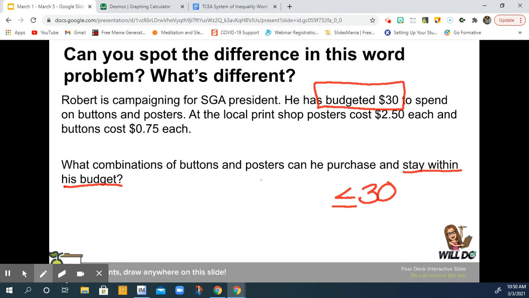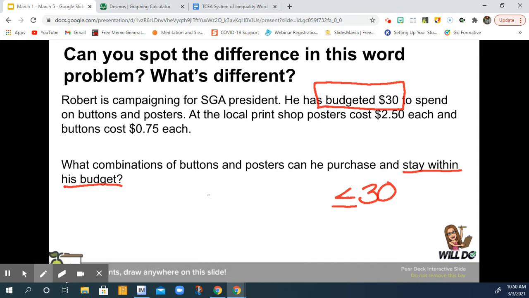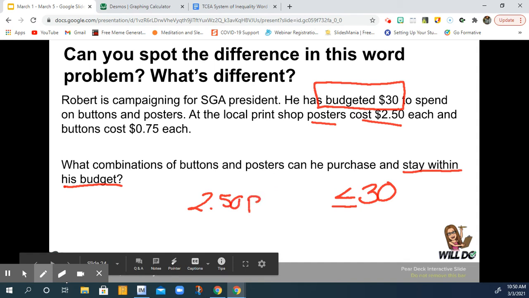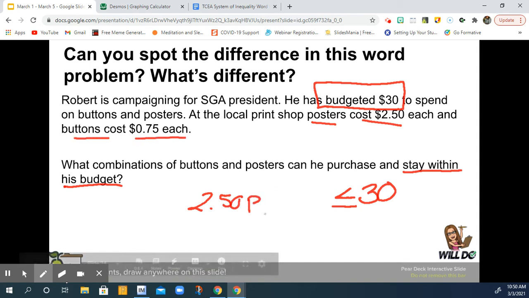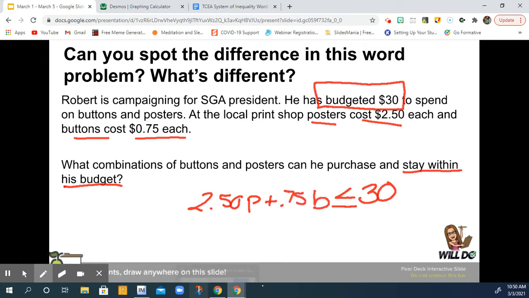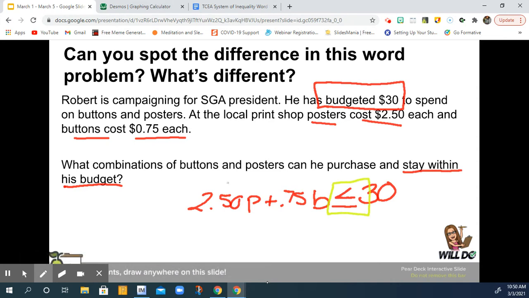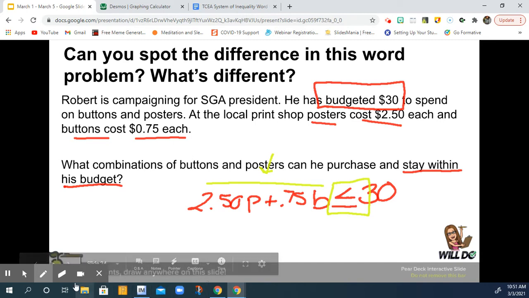Okay, so now let's dive into what variables and information I put on the other side of the inequality. Well, we know that posters cost $2.50, so that's 2.50p. And we know that buttons cost 75 cents. So the combination of the posters and buttons must be less than or equal to, because we do not want him to go over $30. That was his budget. So anything on this side must be less than or equal to $30.